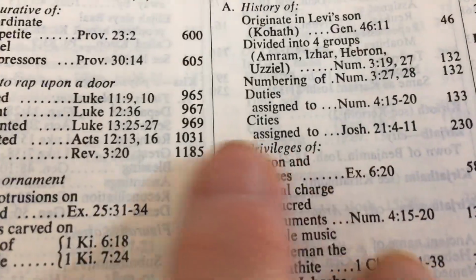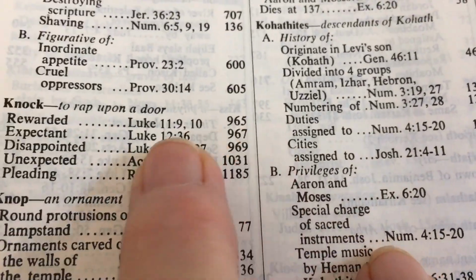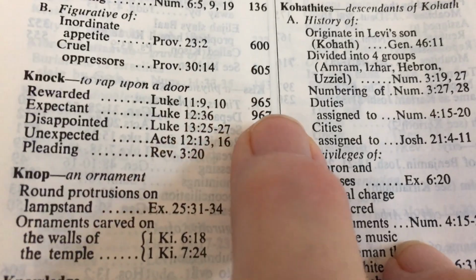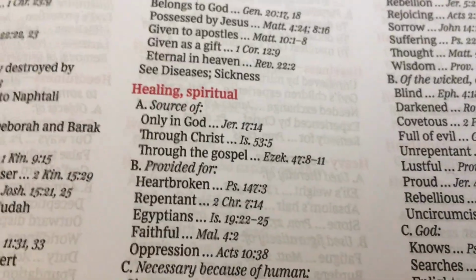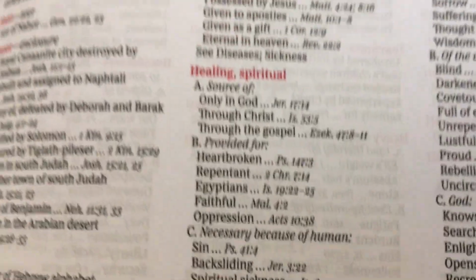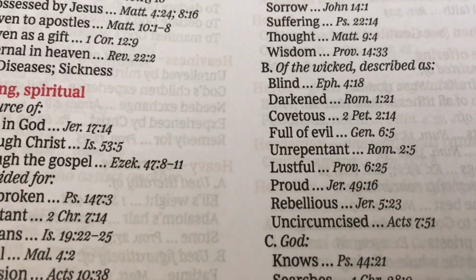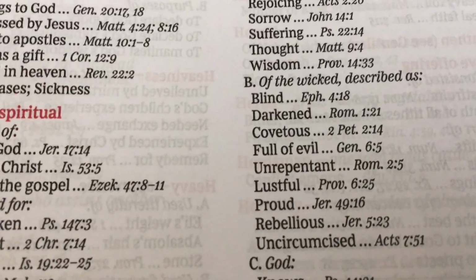As you can see here, they'll actually give you the page number where it is. So it's Luke 11, 9 and 10, and it's page 965. So it gives you the page number, your reference and your subject. Now you don't have this in this one at all. I don't have a problem with that because I know the order of my books. But for a new Christian, it doesn't have it.